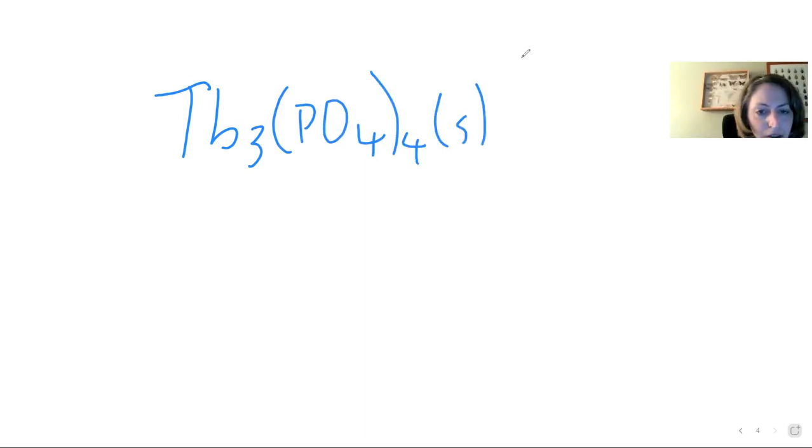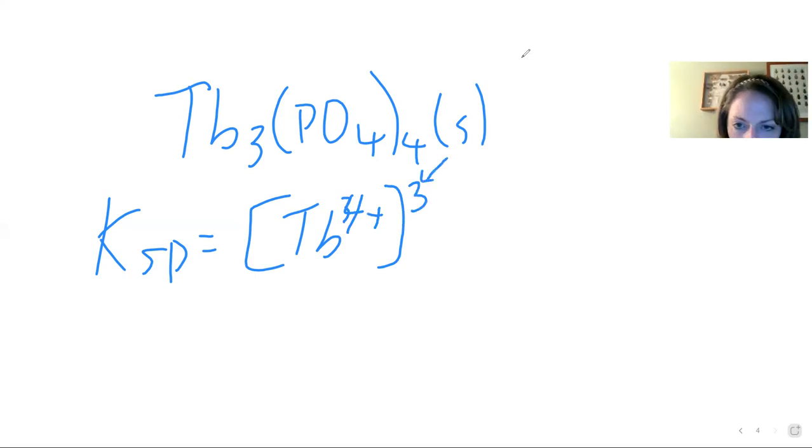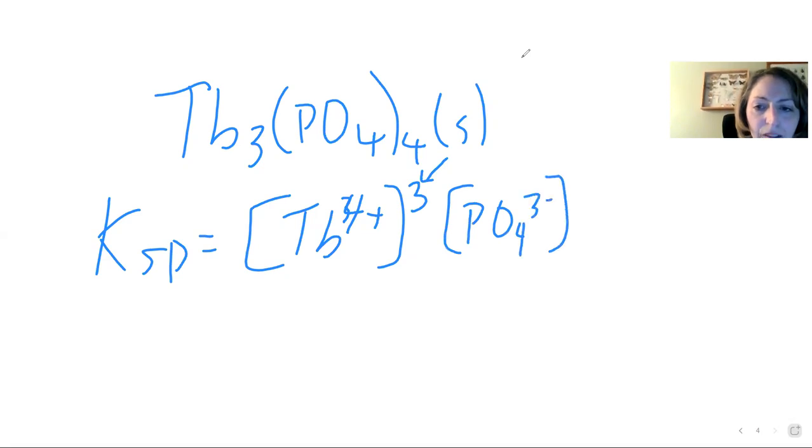Just remember, go back to the basics. When you write Ksp, it's going to be whatever the Th is, whoops, that's a 4 plus, raised to the third power. This is non-negotiable. For equilibrium, whatever that subscript is, you raise it to that power. And then the phosphate has a 3 minus charge, and you raise it to the 4th power. So I think that would be choice A, because that's how you write a Ksp expression.